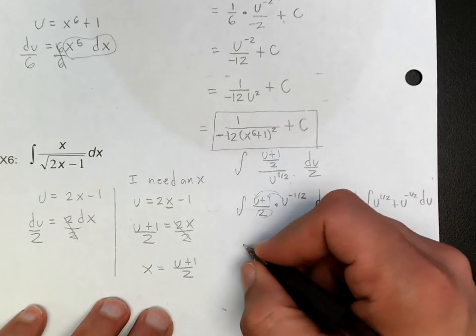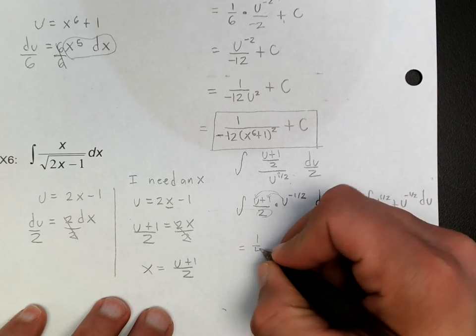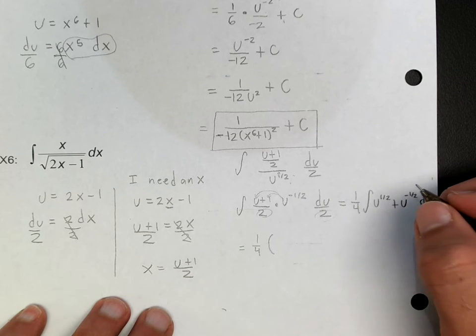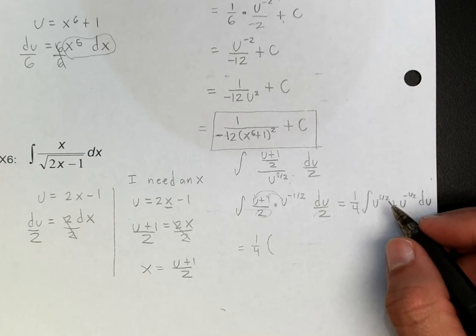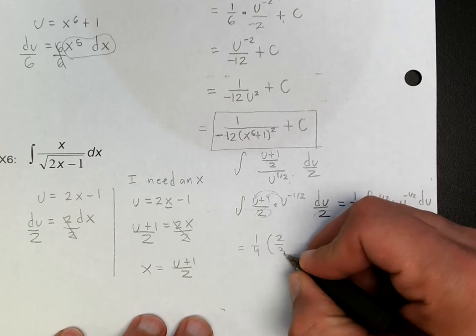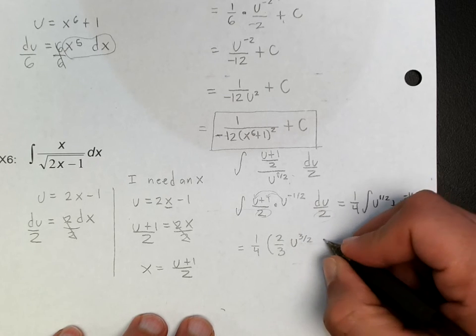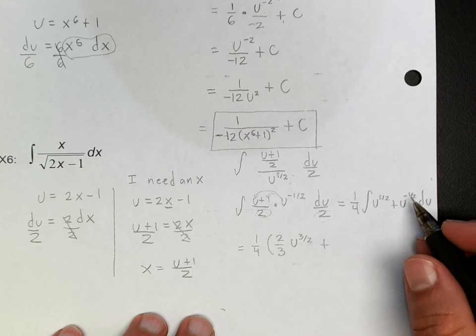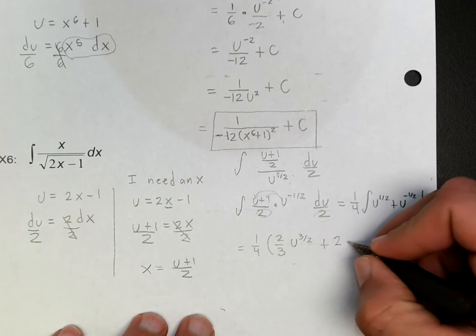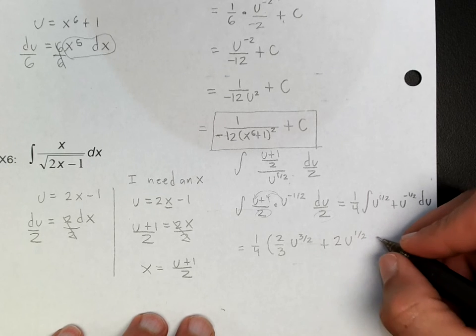Now just integrate this. So we have 1/4. I'll leave the details up to you, but add 1 to this, that'll be 3/2. If you divide by 3/2, that's 2/3. So I have 2/3 u to the 3/2, plus, if I add 1 to this, that would be 1/2. If I divide by 1/2, that's the same thing as multiplying times 2. 2u to the positive 1/2. Okay, plus c.